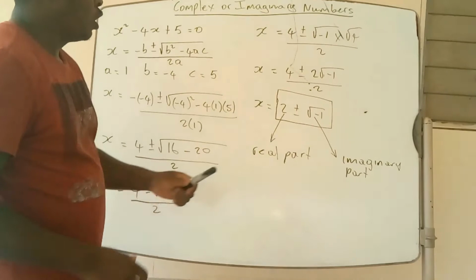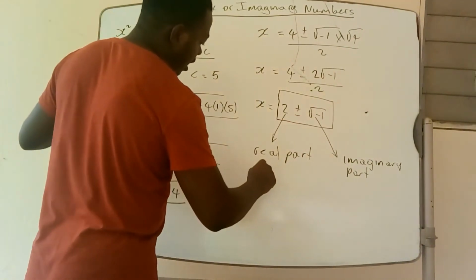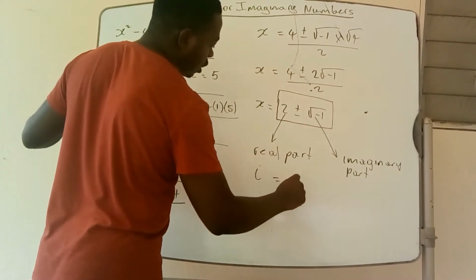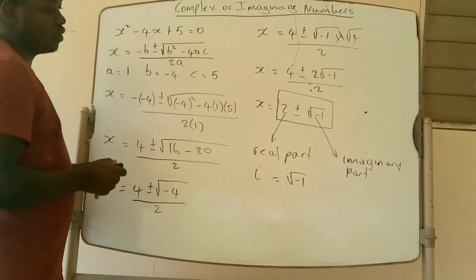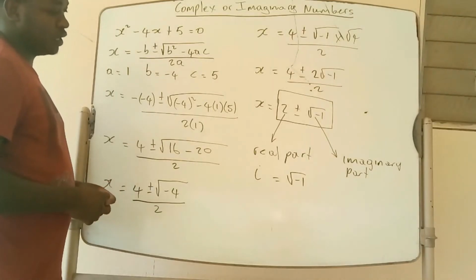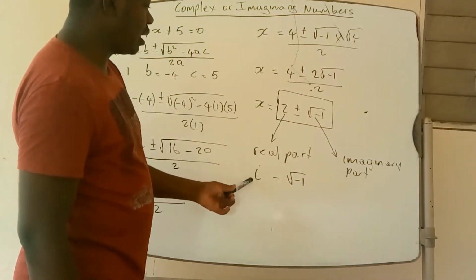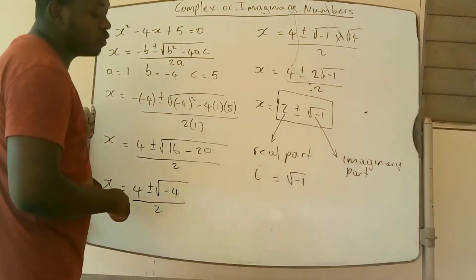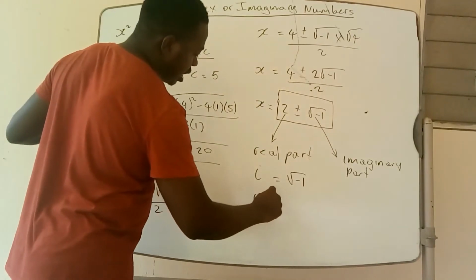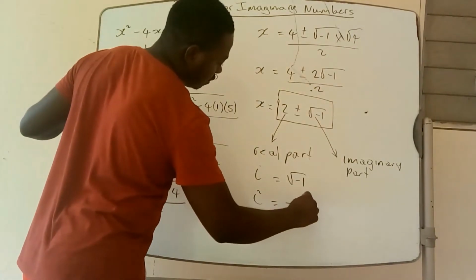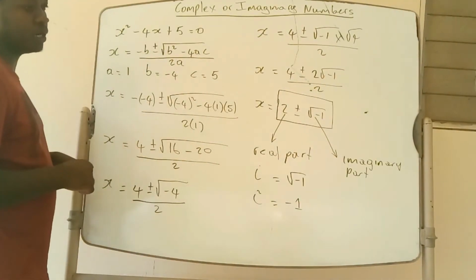Now, root of negative 1 is defined as i. So we say that i is equal to the root of negative 1. That's how we define the root of negative 1. Because it's imaginary, we get an i. Now, if we square both sides of this equation, we can see that i squared is going to equal negative 1, right?